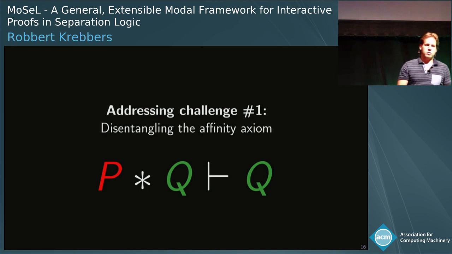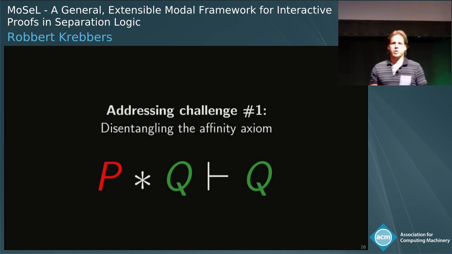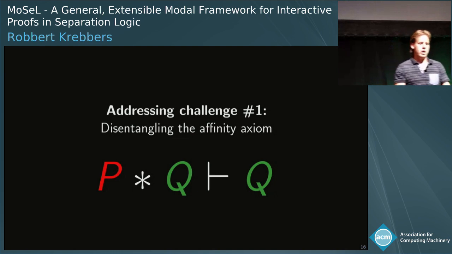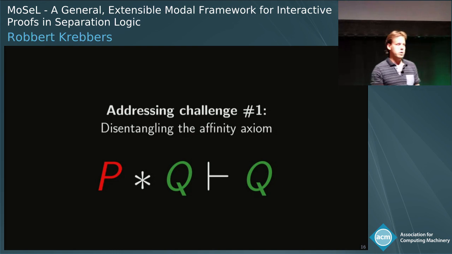Just making these tactics parametric by such a BI logic is not enough. There is, of course, more to it. So I discussed these 2 problems. Let's take a look at the first one. How can we disentangle this affinity axiom? This is the axiom that allows you to just throw out propositions, which holds in Iris, but does not hold in some other logics.